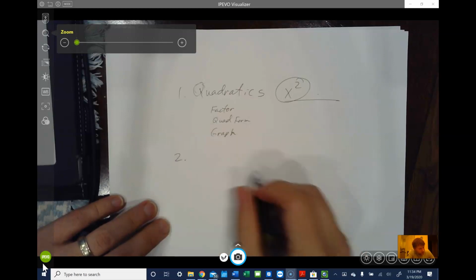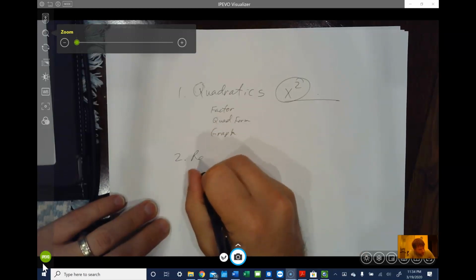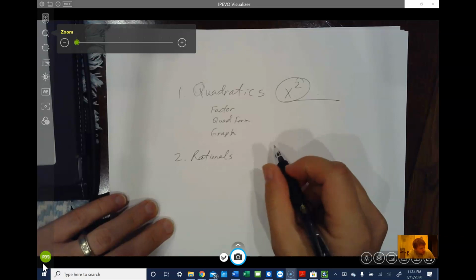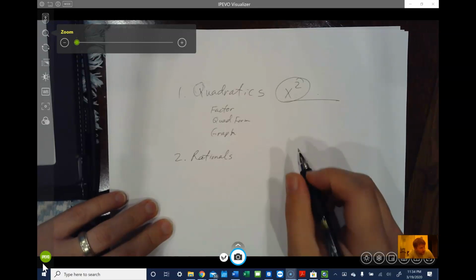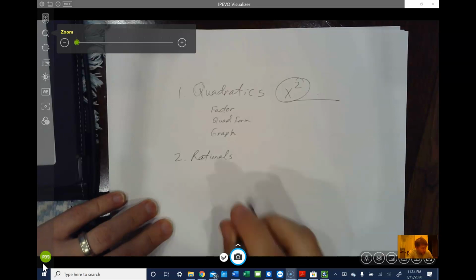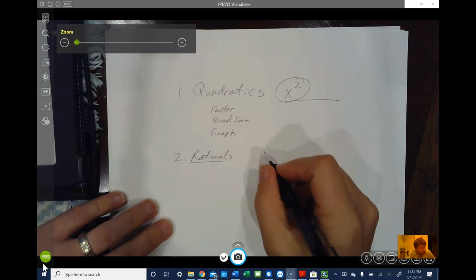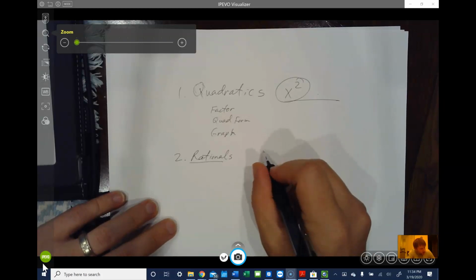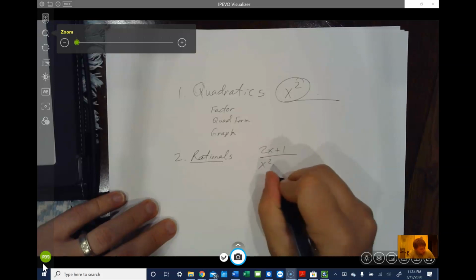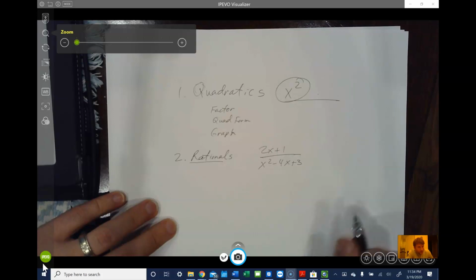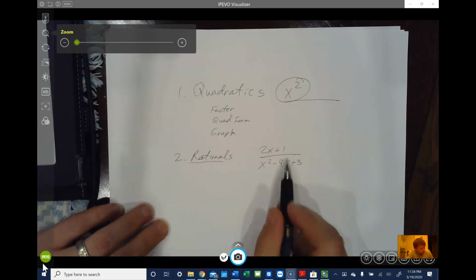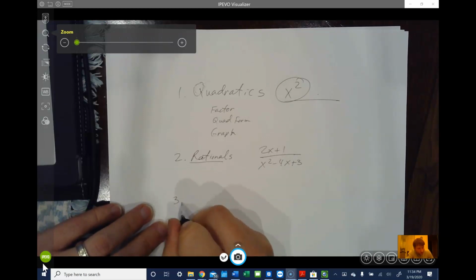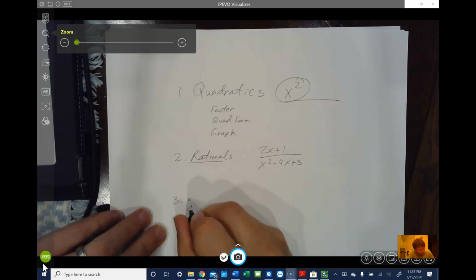The next big topic is rationals, or rational functions. A rational function is anything that can be written as a fraction. Anything that can be written as a fraction can fit in our brains. That's why it's called rational, because it is a rational thought. It can fit in our minds. So anything that can be written as a fraction, such as 2x plus 1 over x squared minus 4x plus 3, that's an example of a rational expression. We're going to learn how to simplify those, how to add, subtract, multiply, divide those things, and how to solve them.